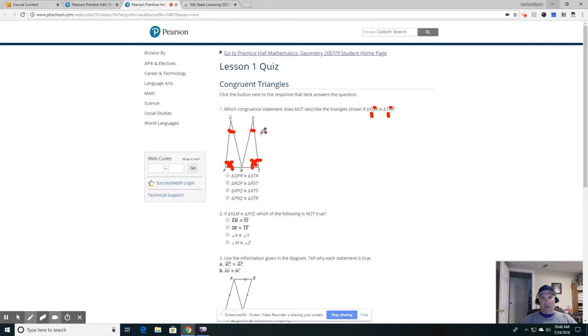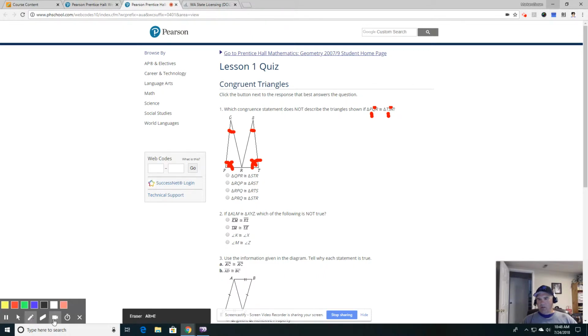So those two angles are congruent, and we have PRQ and TRS. Those angles will be congruent. So remember that the order matters, so which angles actually match up.